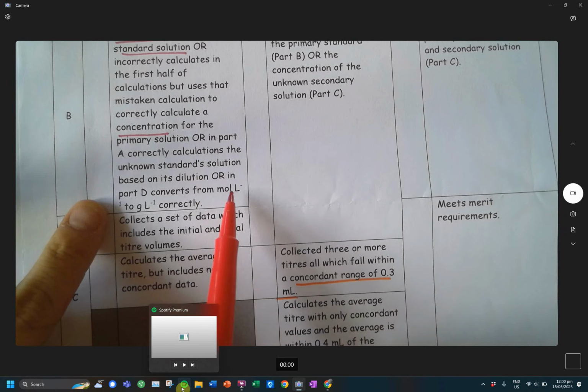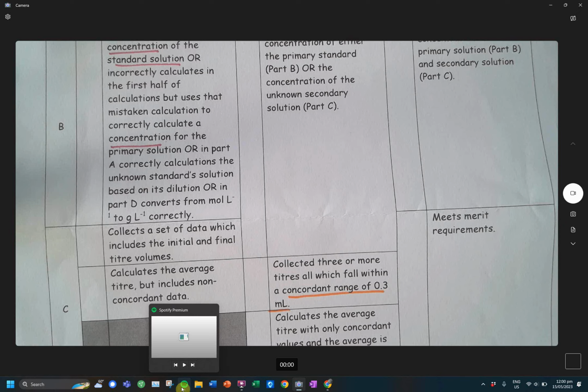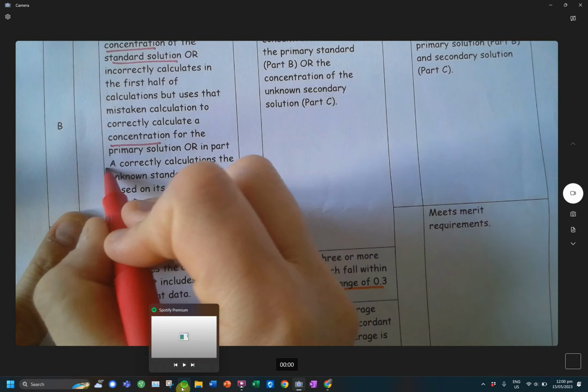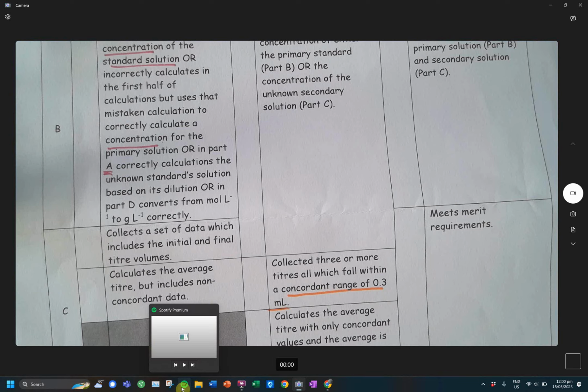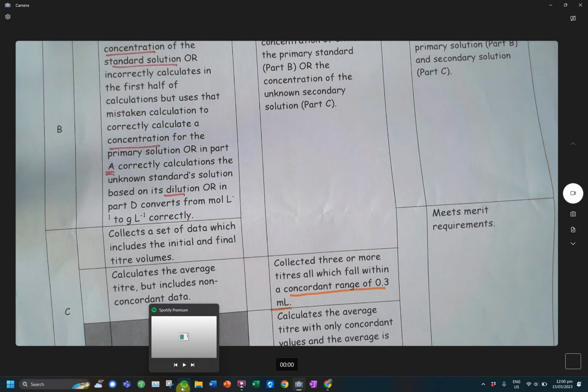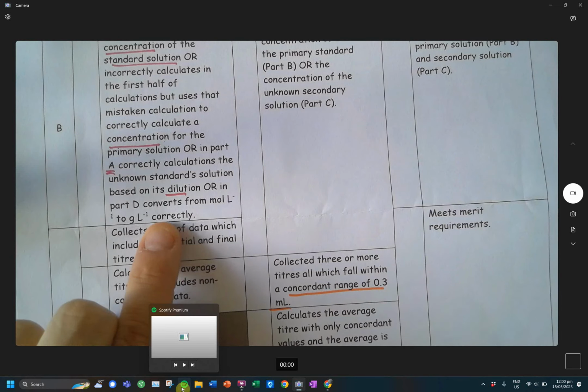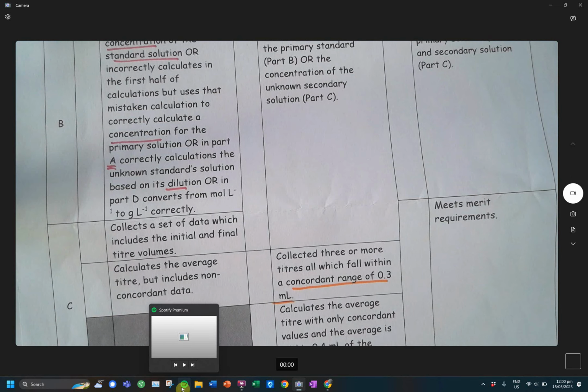The other thing I can give you an achieved for is if, say, for example, you completely muck this up, I can still look at part A, and I can check if you've done a correct dilution for part A. So lots of choices. So if you've already done well in part A, I can still use that for an achieved. Or in part D, you do a conversion correctly. So basically, give it a go. You're likely to get an achieved when you give it a go.